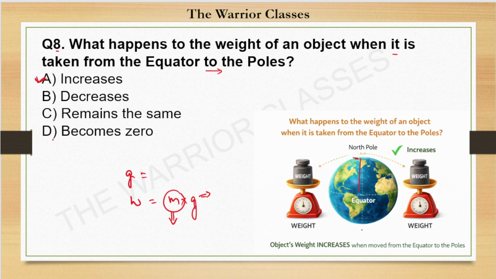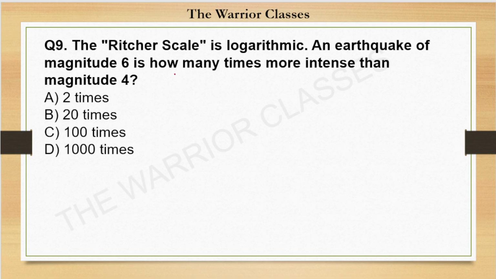Now the next question here is, the Richter scale is logarithmic. An earthquake of magnitude 6 is how many times more intense than magnitude 4? Very important question. Please give a star mark to this question. And the correct answer of the question will be 100 times. For each whole number, it increases by 10 fold. 10 power 2 here, the difference is 2. So it will be 100. So correct answer of the question will be 100 times.